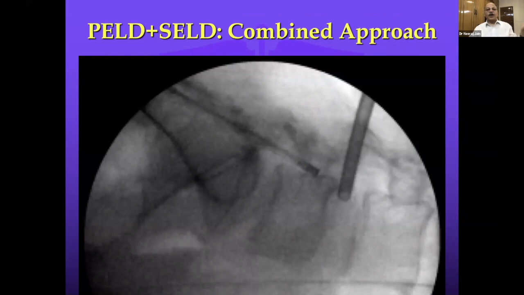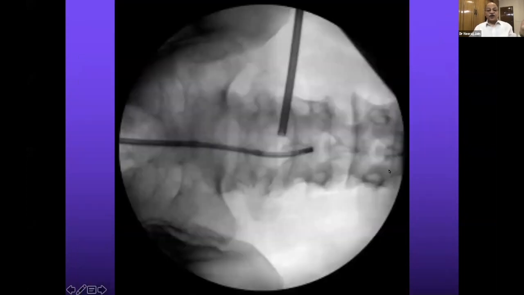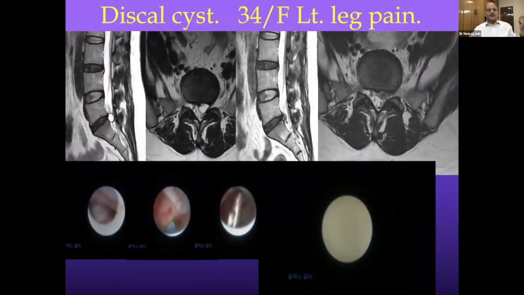This can be combined with PLD and SCLD sometimes if required, or you can see if there's any migrated fragment. You really want to visualize what you're doing inside. You have visualized PLD, you can say that way. That is the advantage of it, and then you can really go and decompress. Last few slides: this is a discal cyst, and you can really de-roof this cyst. You go inside, just put a laser on, de-roof it, and that's a done deal.